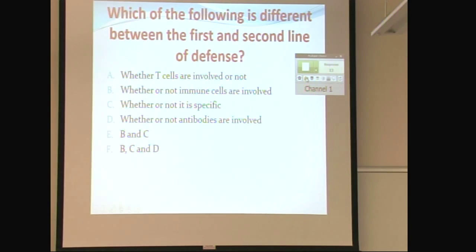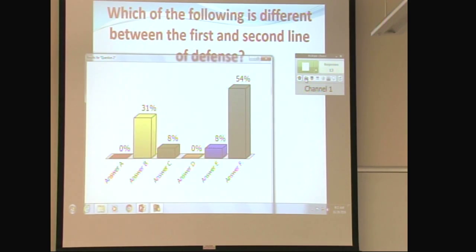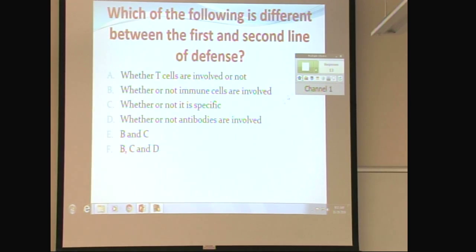Everybody vote. Looks like we got 13, 37, 11. All right, so we had a big shift to F, which was B, C, and D. That's not right. The answer is actually B, which is what 30% of you put.